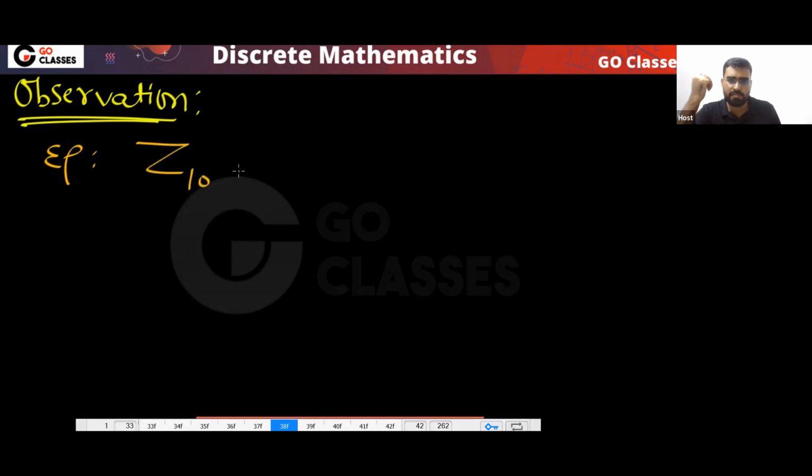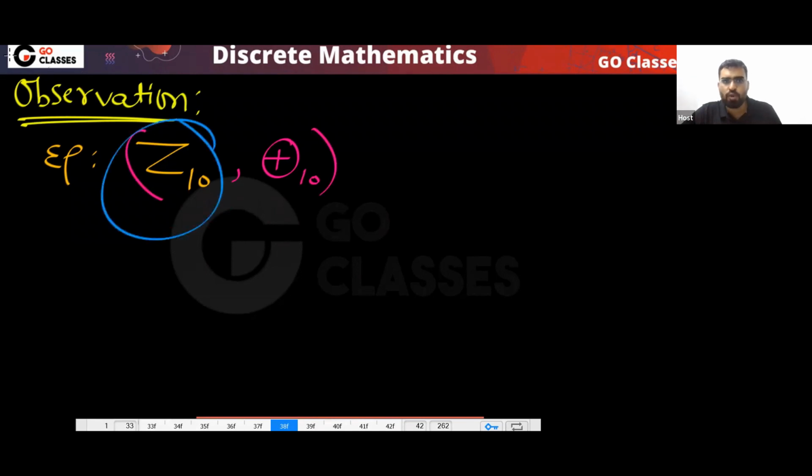Let me take Z10. Which operation should I take? If I only give you Z10, then automatically it means that the operation will be addition modulo 10. Remember this point, because this group is popular for addition modulo 10. Don't worry, in the exam they will give you the complete thing. Everything will be given. But this group is popular for addition modulo 10, so that is the reason the operation is addition modulo 10.